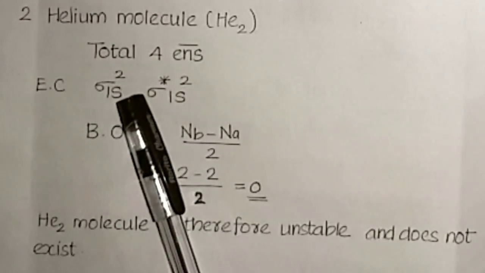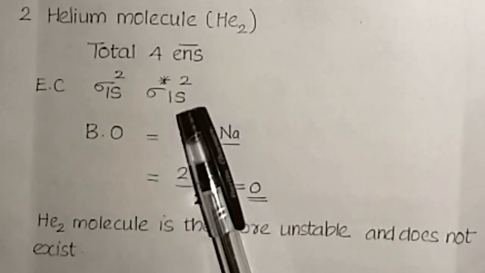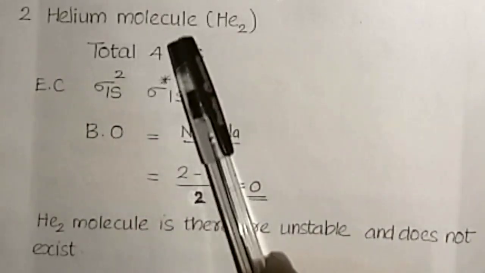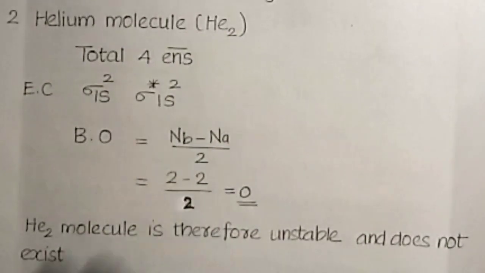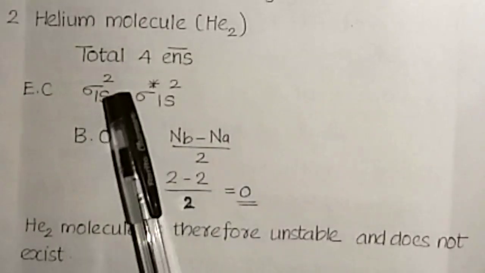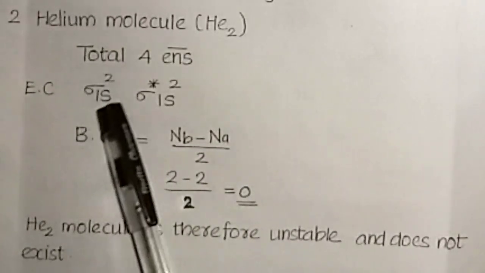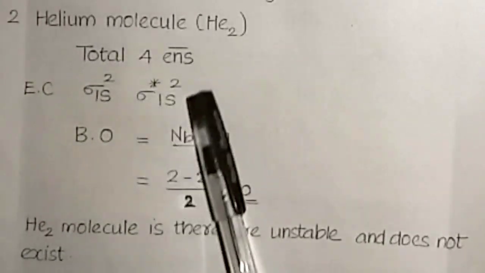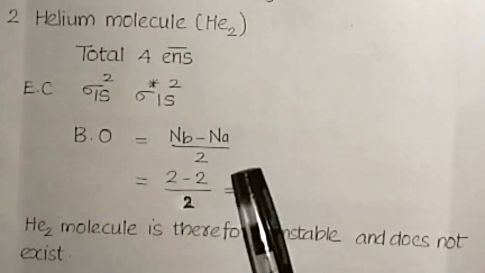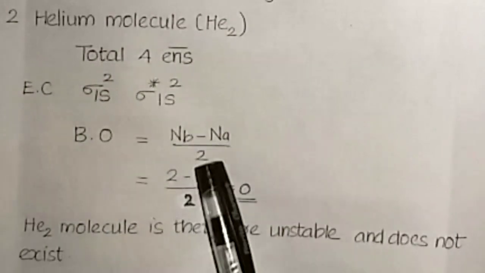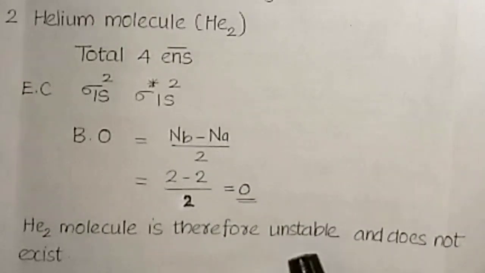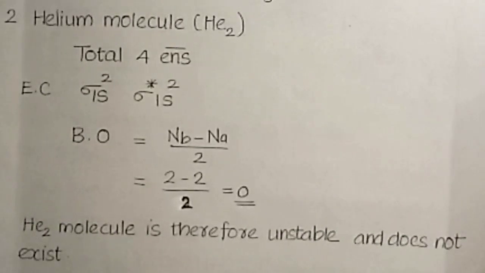This bonding molecular orbital consists of 2 electrons and the anti-bonding molecular orbital also consists of 2 electrons, because we have 4 electrons in hand. This is the electronic configuration. Then bond order is equal to Nb minus Na by 2. Here the number of electrons in the bonding molecular orbital is 2, and in the anti-bonding molecular orbital, where there is a star, there are also 2 electrons. So 2 minus 2 divided by 2 is equal to 0. That means the He2 molecule is unstable and does not exist.